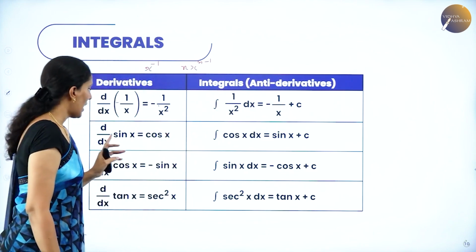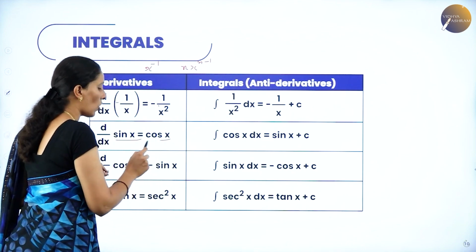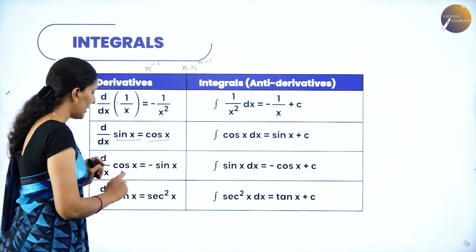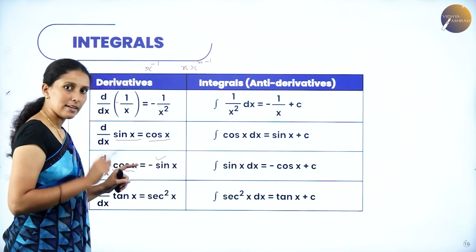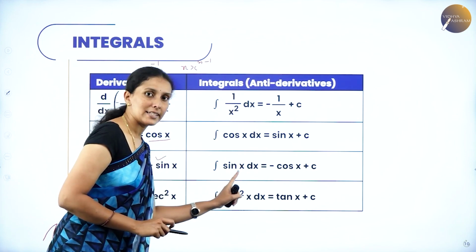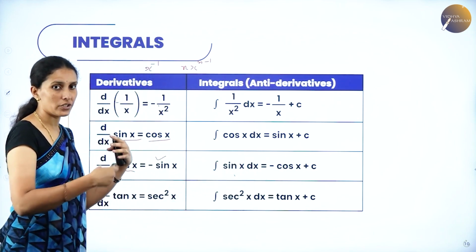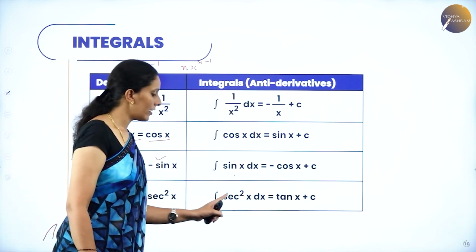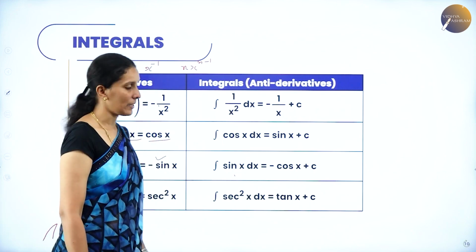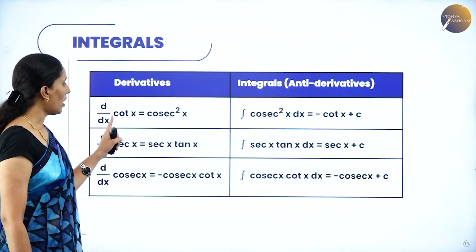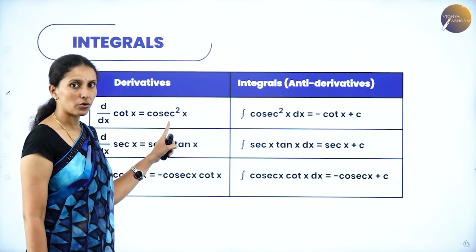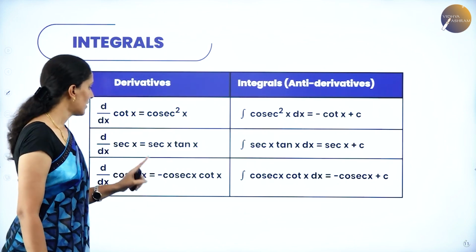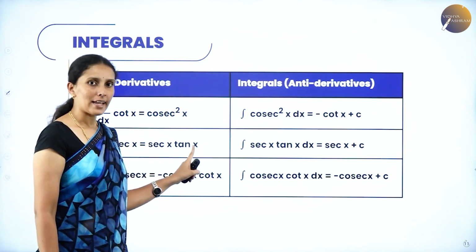And here the derivative of sin x is cos x, we know. That is why integration of cos x is sin x. The derivative of cos x is minus sin x, and hence integration of sin x is minus cos x. So, the sign interchanges. And here the derivative of tan x is secant square x. That is why integration of secant square x is tan x plus c. Similarly, for cot x, its derivative is minus cosecant square x. Therefore, integration of cosecant square x is minus cot x. And here the derivative of secant x is secant x tan x.